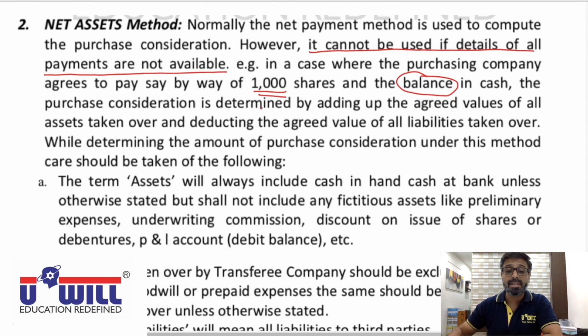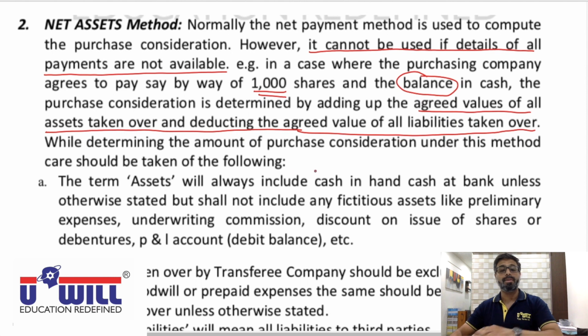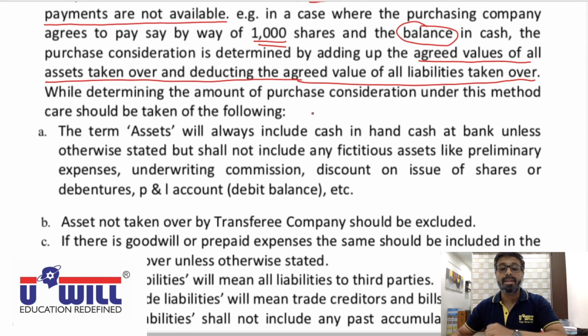The purchase consideration is determined by adding up the agreed values of all assets taken over and deducting the agreed value of all liabilities taken over. So this is the formula: agreed value of all assets taken over minus agreed value of all liabilities taken over. While determining the amount of purchase consideration under this method, care should be taken of the following.